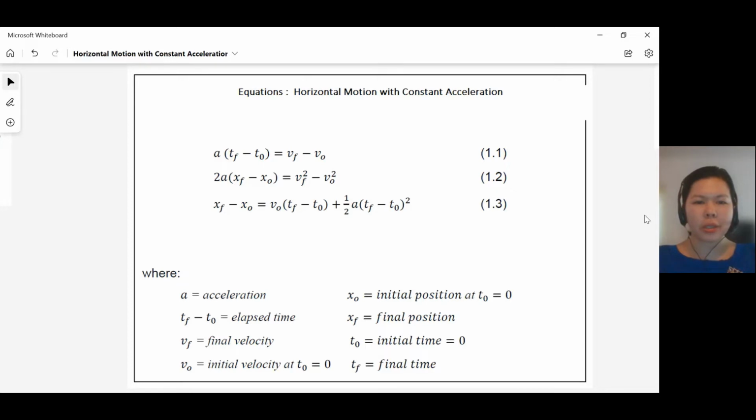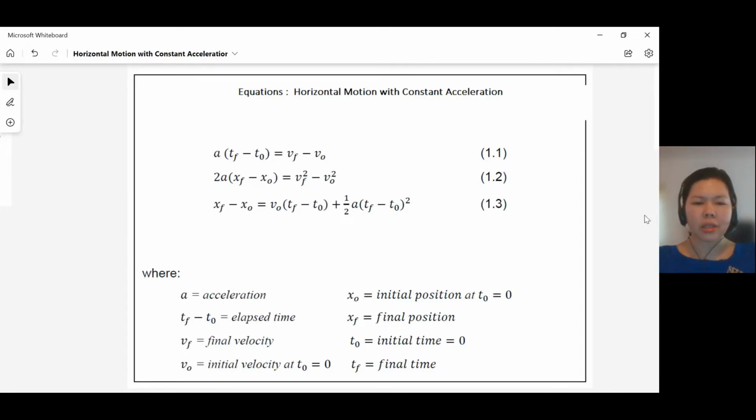Equations for horizontal motion with constant acceleration. Equation 1.1, a times (tf minus t naught) equals v final minus v initial. Equation 1.2, 2a times (xf minus x naught) equals vf squared minus vo squared. And equation 1.3, xf minus x naught equals vo times (tf minus t naught) plus 1/2 a times (tf minus t naught) squared. a is also the instantaneous acceleration along x.